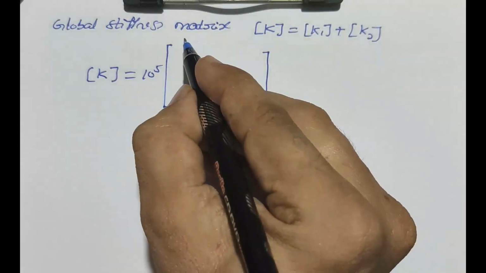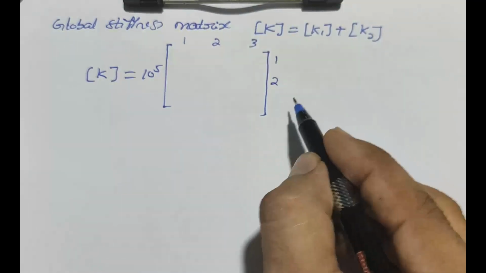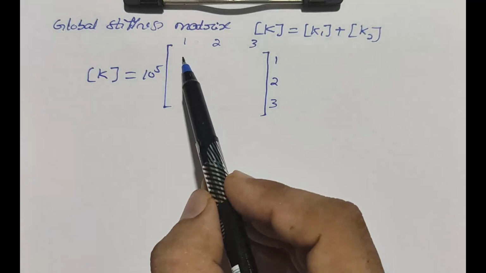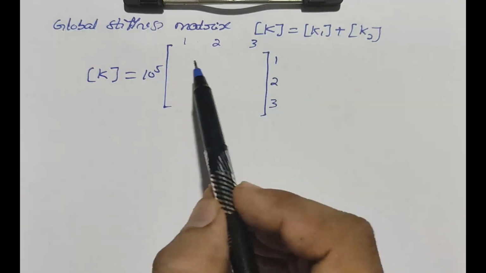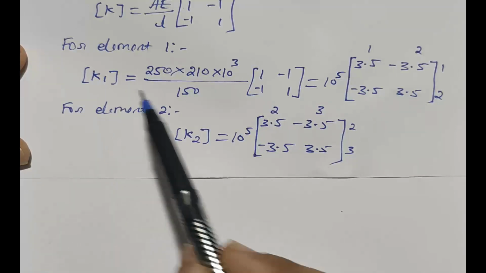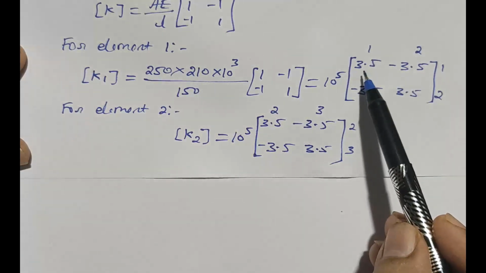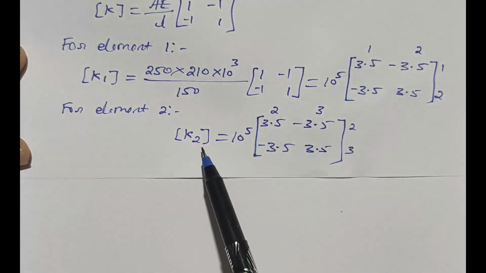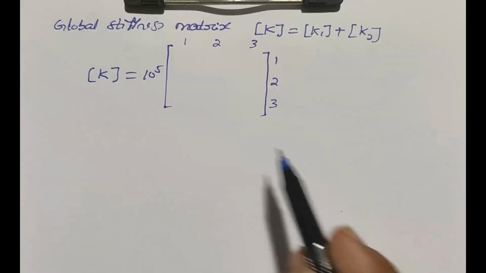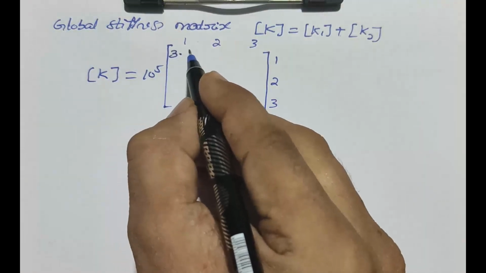I'll give the node numbering 1, 2, 3, 1, 2, 3. Now here we need the element corresponding to 1 and 1. See the elemental stiffness matrix for first element K1. Here the element corresponding to 1 and 1 is 3.5. But in K2 we don't have any element corresponding to 1 and 1. Therefore here element corresponding to 1 and 1 is 3.5.